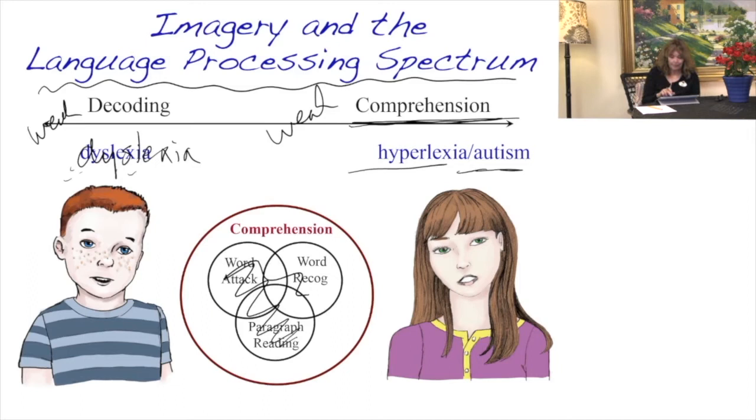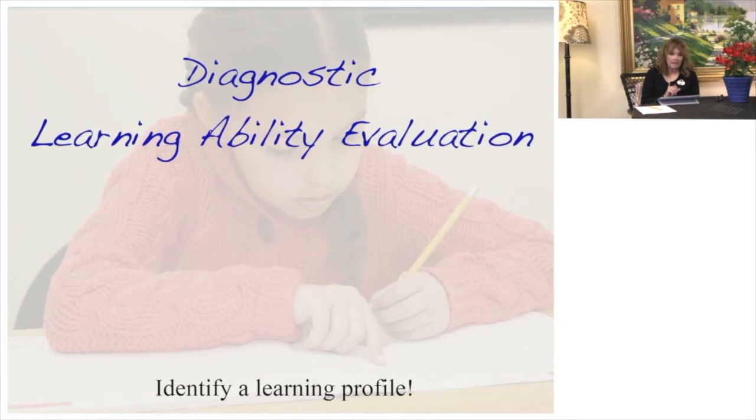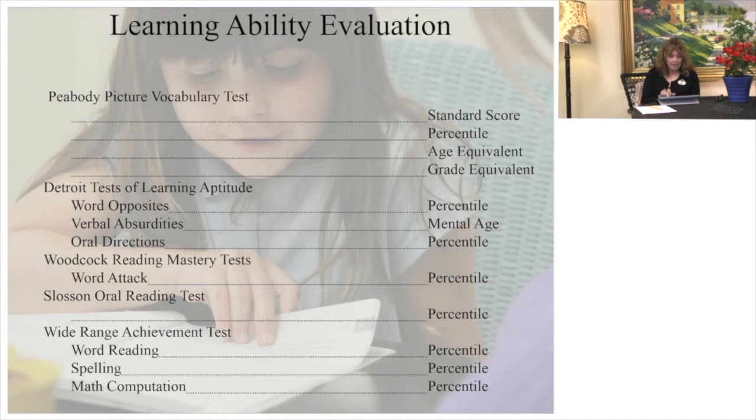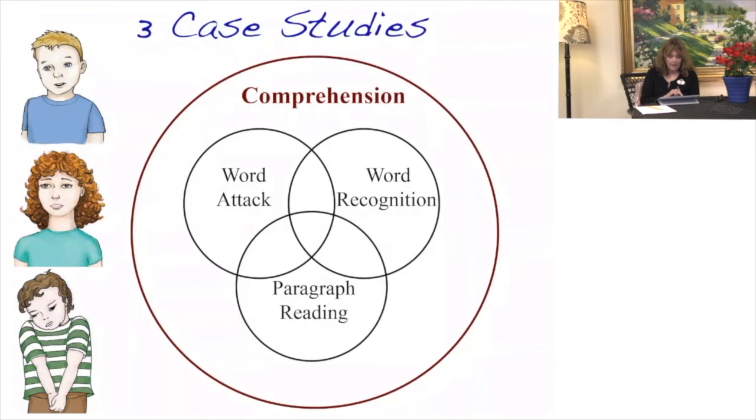So let's take a look at what this diagnostic learning evaluation actually looks like, and then I'll be almost done. What you're hoping to do with the evaluation is identify a learning profile. So this is what the tests look like. I'm just going to show them quickly. I'm not going to go through each one. Once the student has had what we call the learning ability evaluation, LAE, then we can start to find out where the strengths and weaknesses are. What do they look like in terms of symbol imagery, and what does their profile look like in terms of phonological awareness?